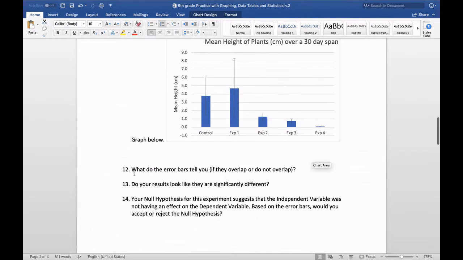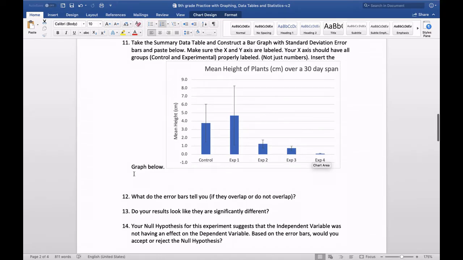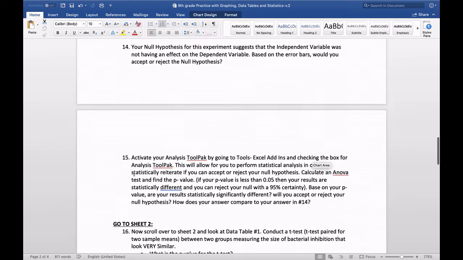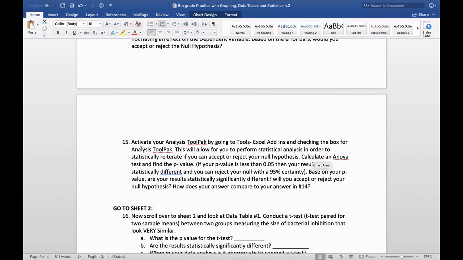But just looking at error bars doesn't give me any numerical certainty. So this is where inferential statistics become important. And this is where we're going to take it up a notch and we're going to take it to a different level. So for question 15, it says that you must activate your analysis tool pack on Excel, and this is in the form of an add-in.